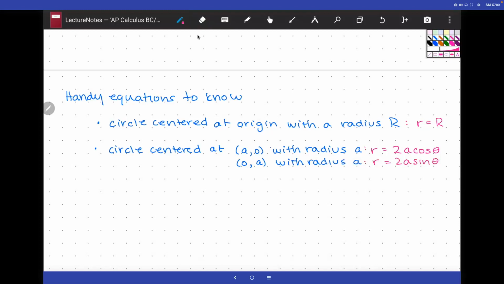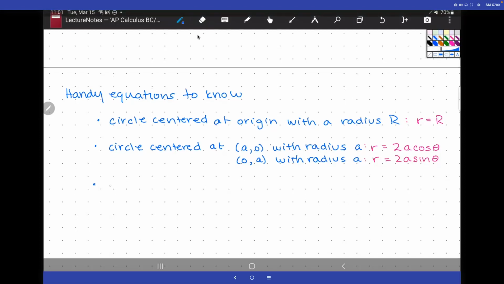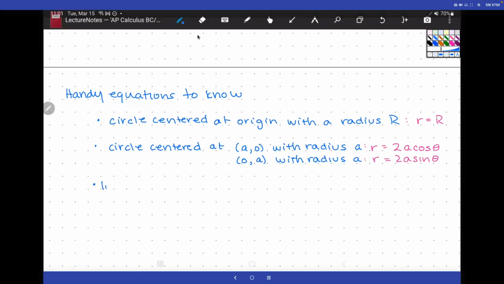And then the only other one that is good to know, I mean, there's a lot of them. There's like flowers and stuff with so many petals. We won't get into all of that. But let's just do a line through the origin.